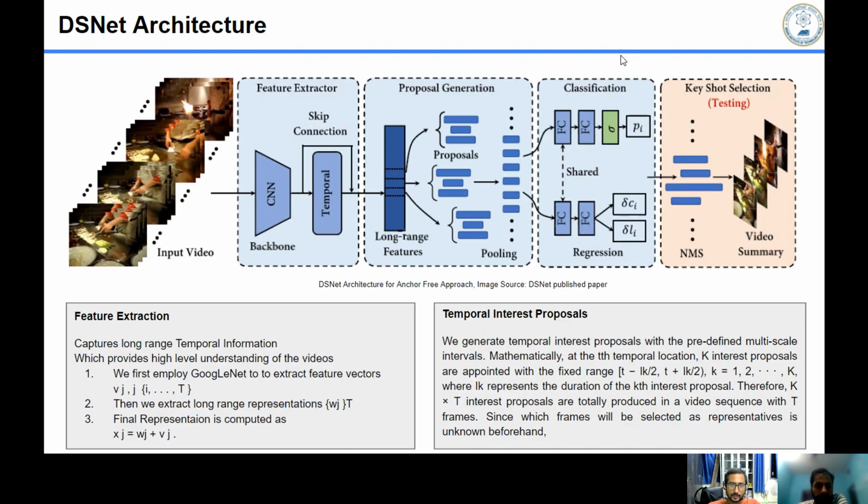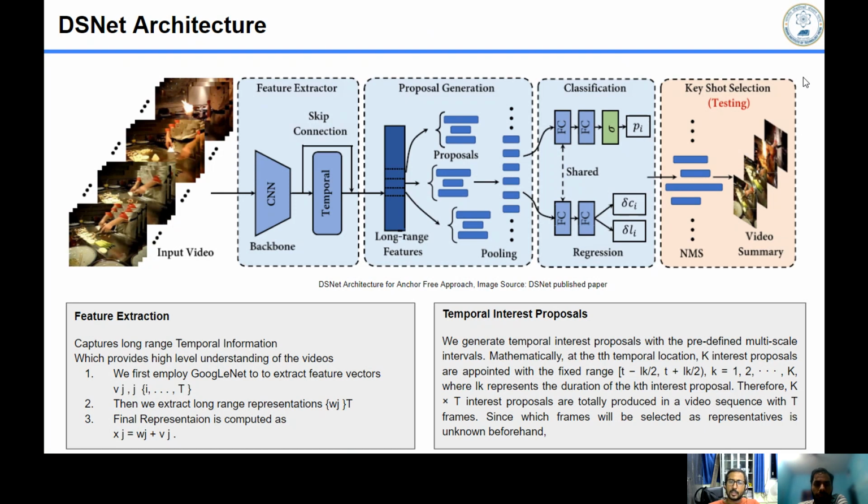Next, the architecture for the DSNet is shown here, where we provide some video, and then we do the feature extraction, and thereafter we propose the temporal interest proposals, and thereafter the classification and the regression, and thereafter the key shot selection process is done. So in the feature extraction, the long range temporal information provides a high level understanding of the videos.